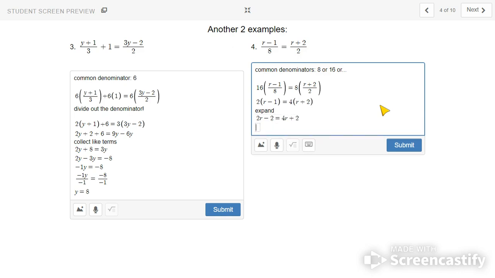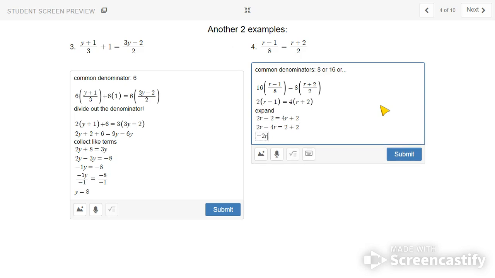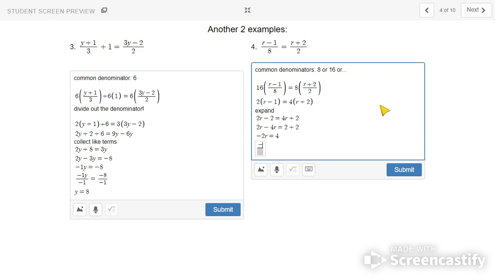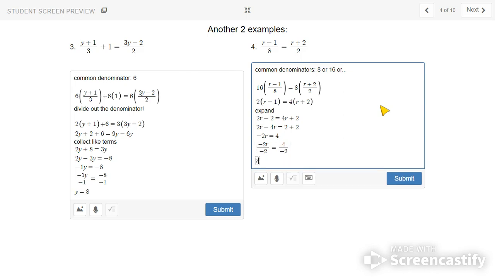Let's simplify and rearrange. 2r minus 4r equals 2 plus 2. Negative 2r is equal to 4. And we're going to divide both sides by negative 2. R is equal to negative 2.